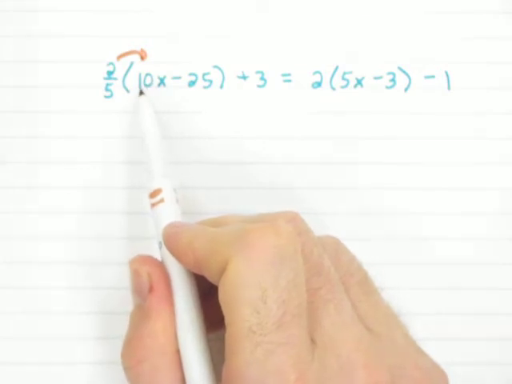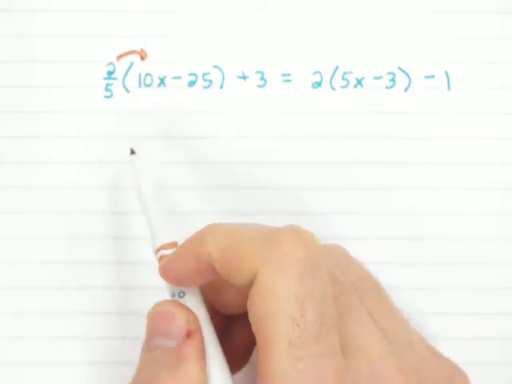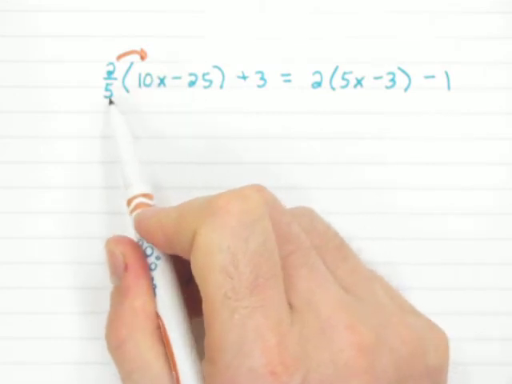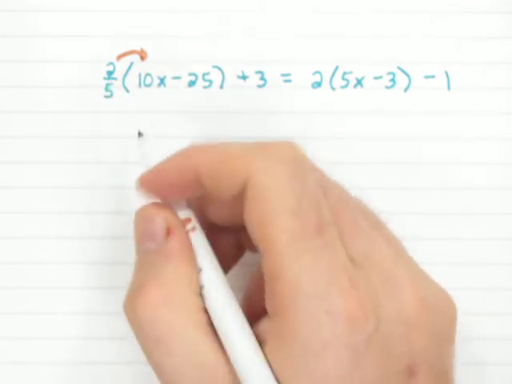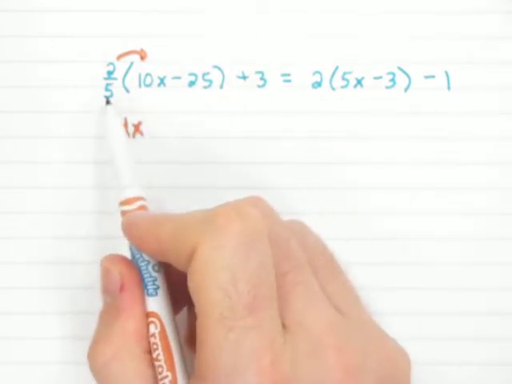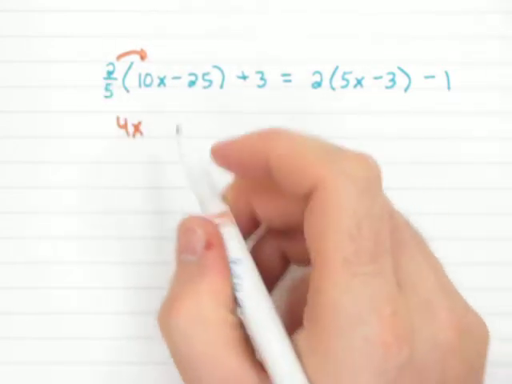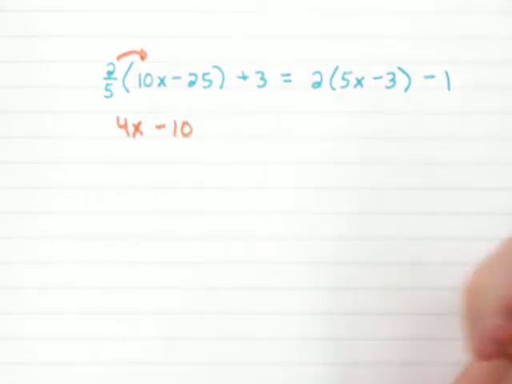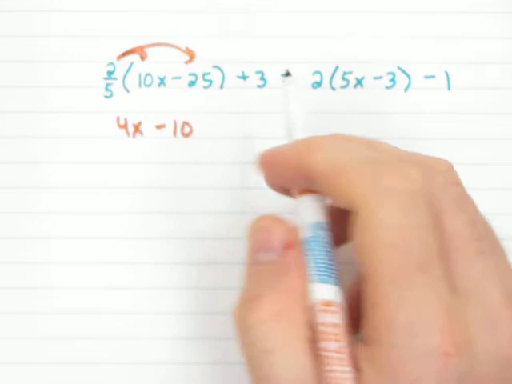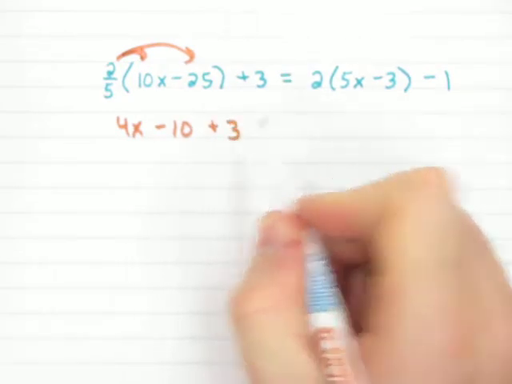When I multiply, because these are multiples of the denominator, I can divide then multiply. Example, 10 divided by 5 is 2. 2 times 2 is 4. 25 divided by 5 is 5. 5 times 2 is 10. So I can write this as minus 10. The plus 3 comes straight down as it was not part of the parentheses.